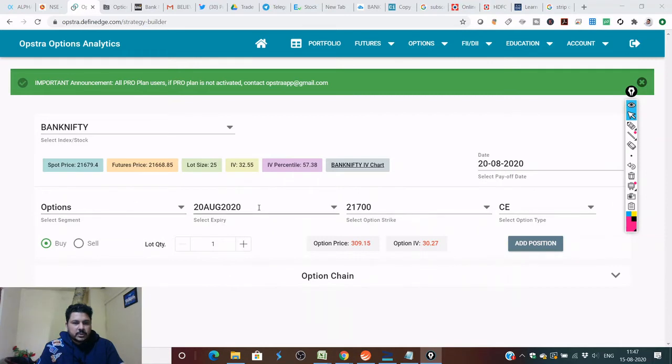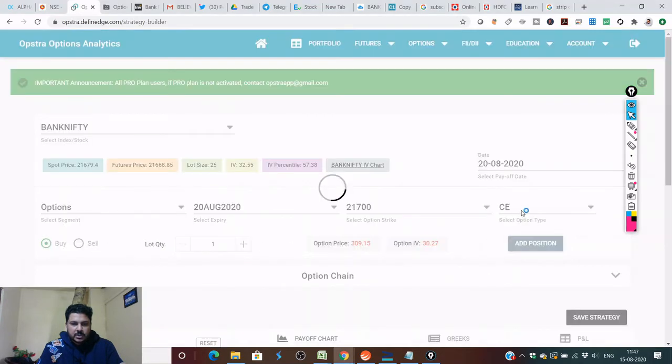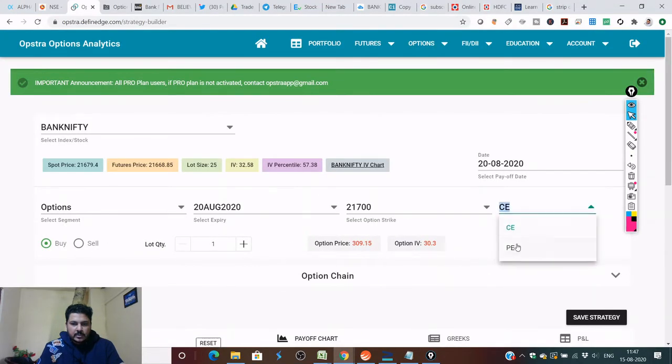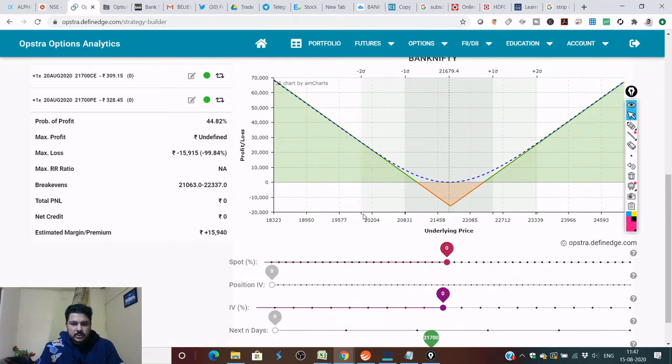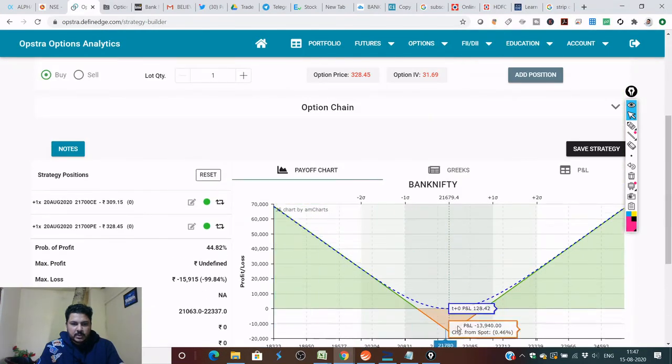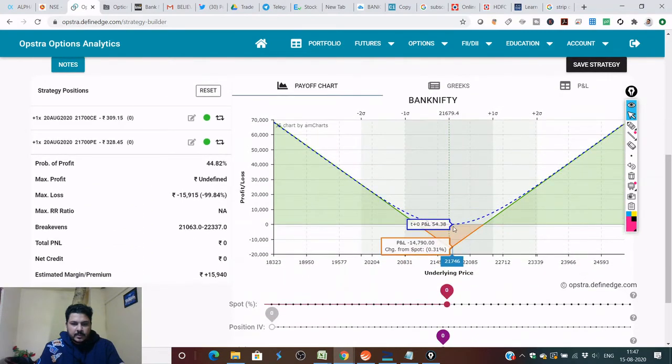So I have chosen 20th August expiry, 21,700 was the strike at the money. So we try to buy this call and buy this put. So we can see that this is our long straddle setup. Our profit on T plus 0 is 54.18. You will start making money once the market breaks 22,337 or 21,063.